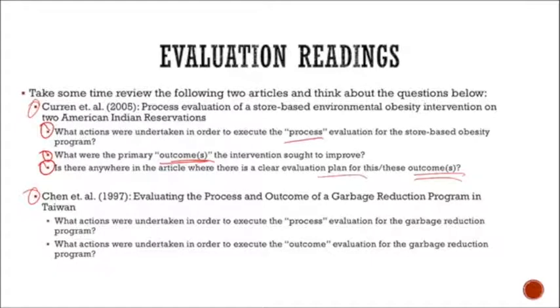After you've done that and got your preliminary ideas down on paper, I want you to comb back through the Chen article on the garbage reduction program and ask yourself the two specific questions here. What actions were undertaken in order to execute the process evaluation part of the garbage reduction program? The implementation of the program has its own specific evaluation steps. What actions do the authors report having been executed to evaluate that process part? And then what separate but different actions are also taken to look at the outcome part? There should be an outcome evaluation element to this article. I want you to think about what actions were taken and steps were part of the outcome evaluation portion.